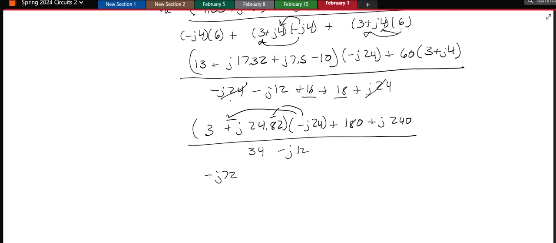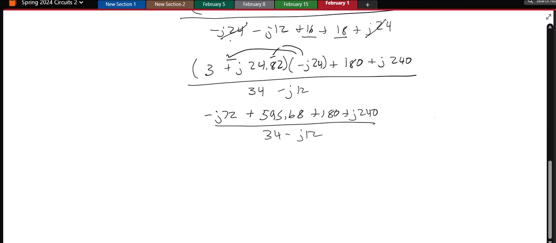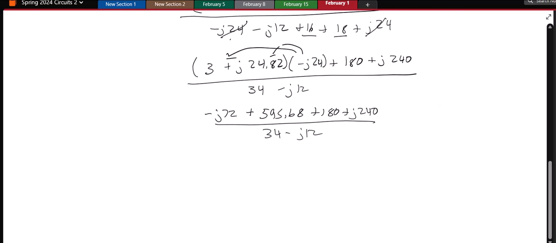j24.82 is minus 595.68 j squared, but j squared is negative 1, so that becomes plus 595.68 plus 180 plus j240 over 34 minus j12. Combine my imaginary parts and my real parts.